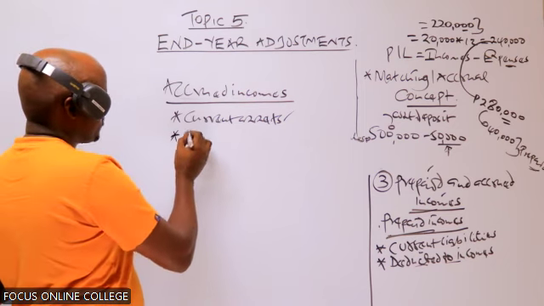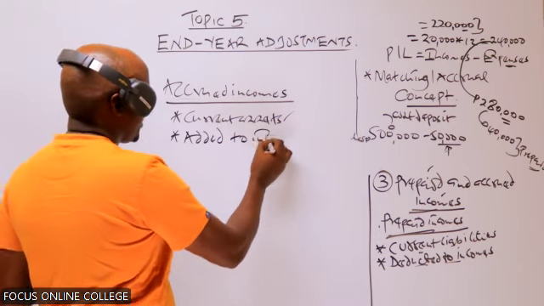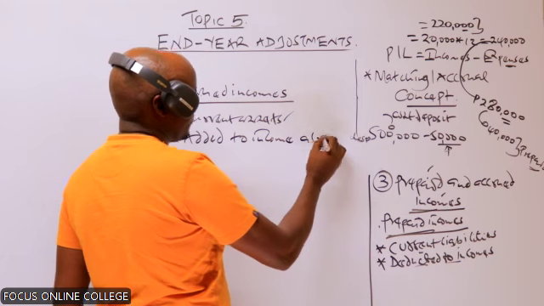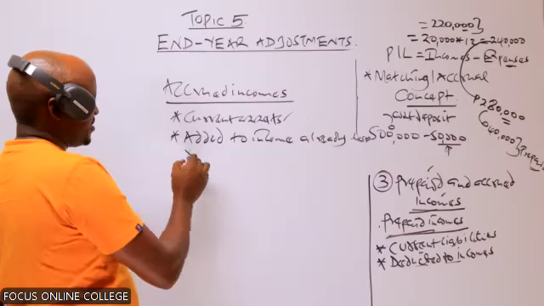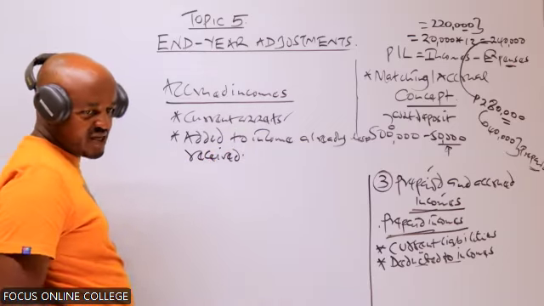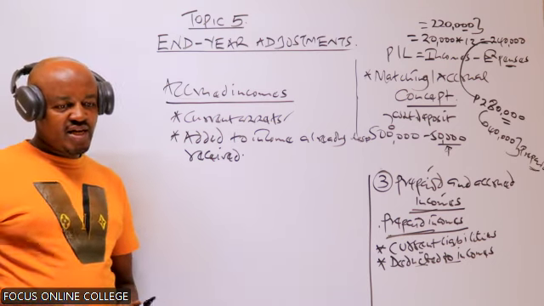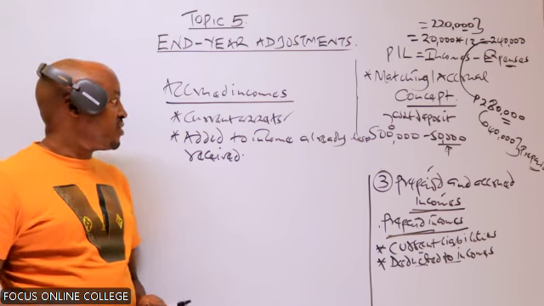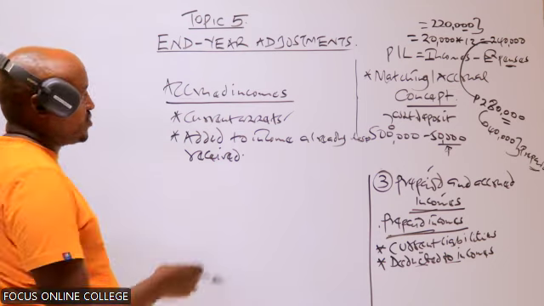Number two, this one is also supposed to be added to the incomes already received. Sasa, that's how we deal with the accrued incomes. So we are done with that.